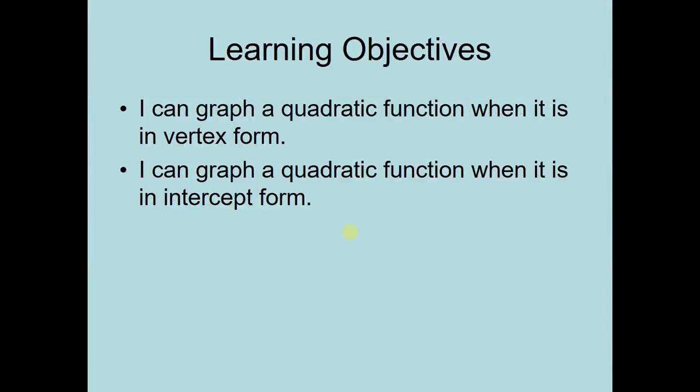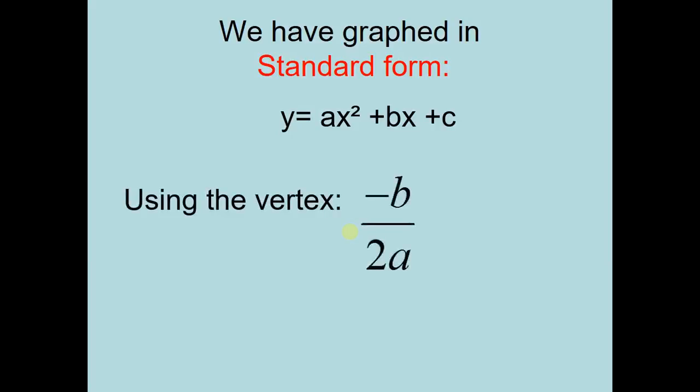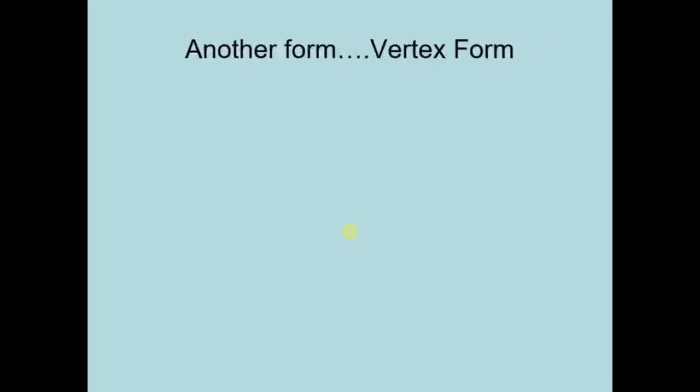So, learning objectives. I can graph a quadratic function when it's in Vertex form and then when it's in Intercept form as well. So we've graphed in standard form. When you used your vertex, you found negative b over 2a. Well, there's two other forms.